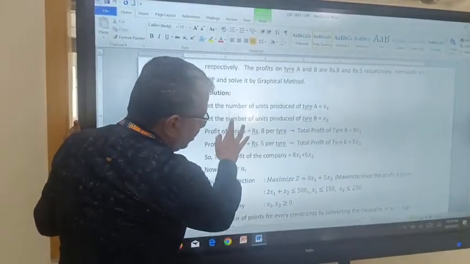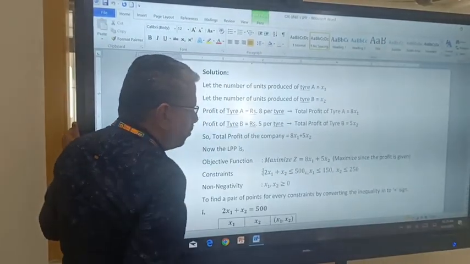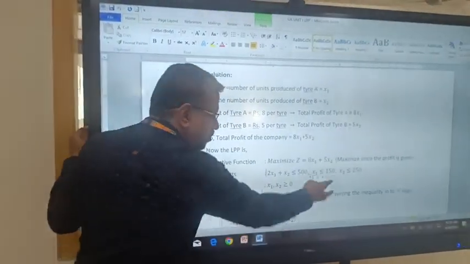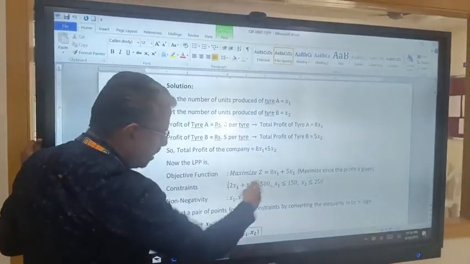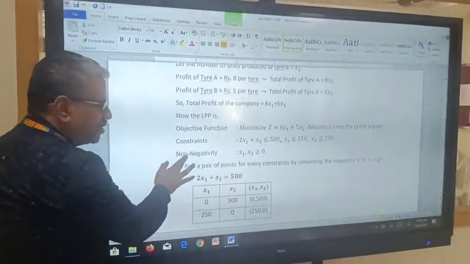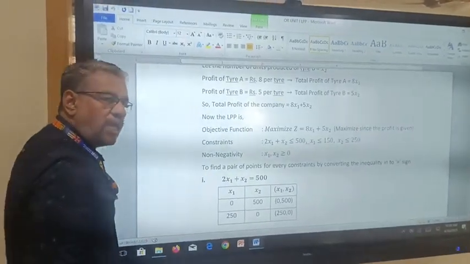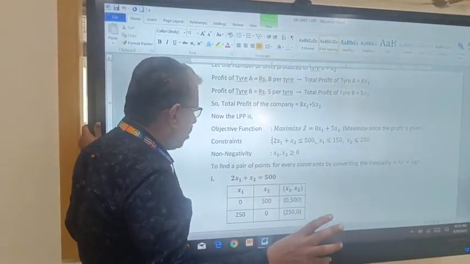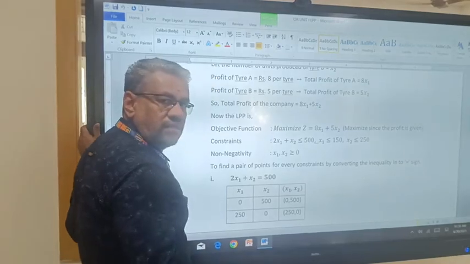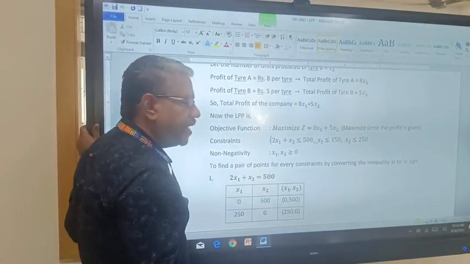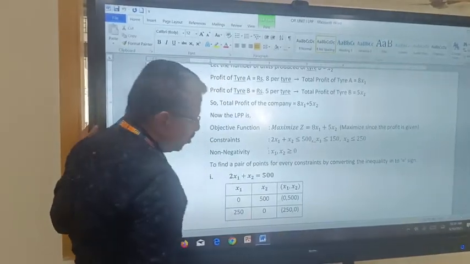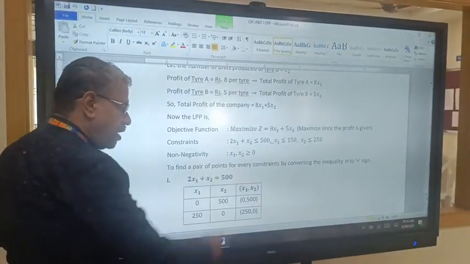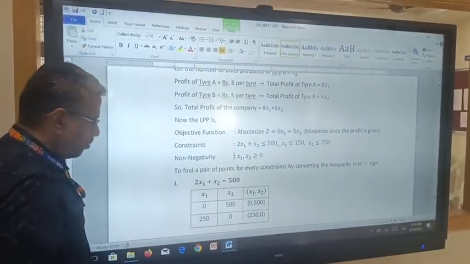Next, the total number of tires is limited by the daily sales: x1 less than or equal to 150 and x2 less than or equal to 250 for tire B. Non-negativity conditions. Non-negativity means the company will always produce tires in a positive number. Otherwise, the company will be closed, meaning we will get 0. Therefore, x1 and x2, the numbers of tires produced of type A and type B, must be greater than or equal to 0.